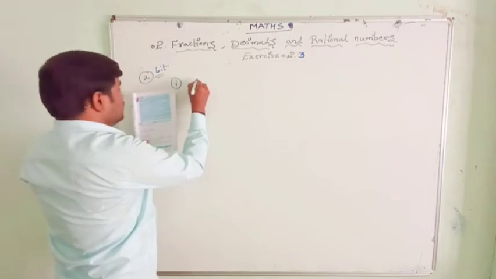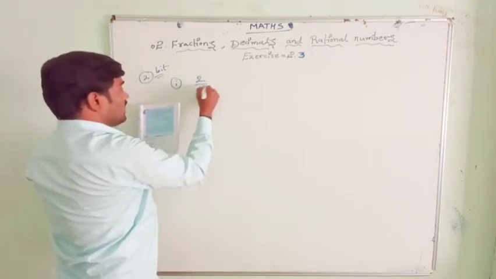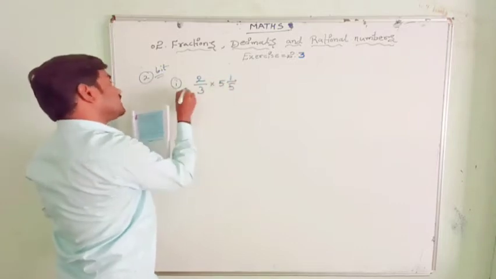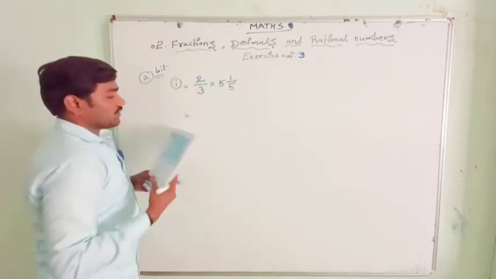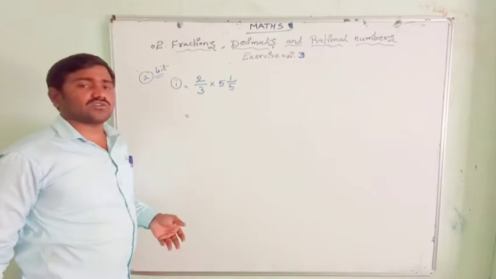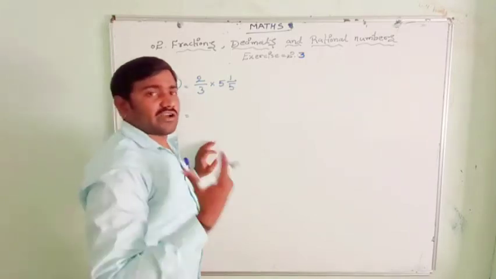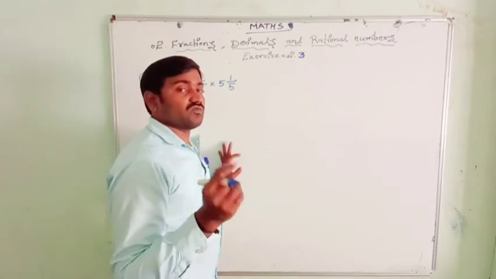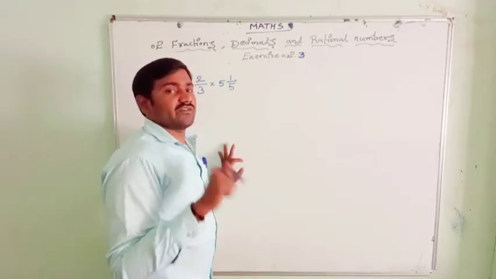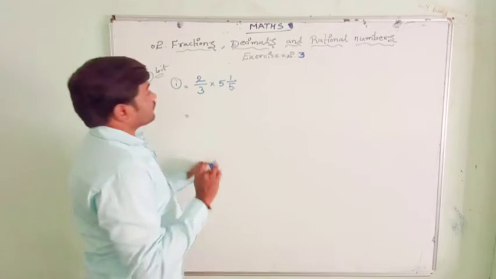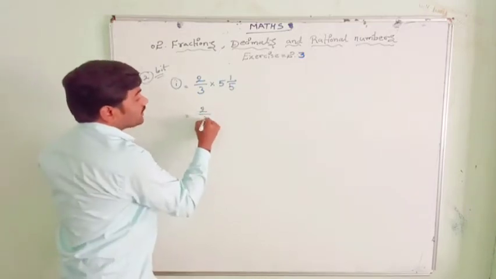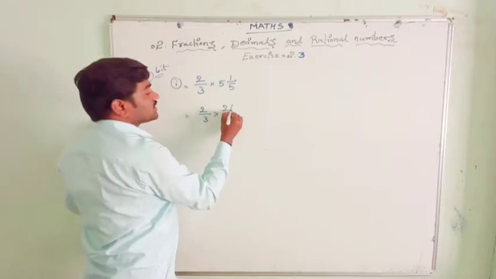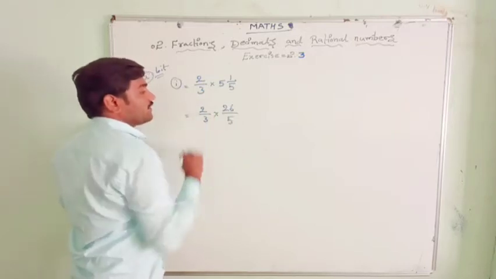So second bit, first question: 2 by 3 into 5 whole 1 by 5. Let us multiply this. I have done videos on multiplication of fractions, addition of fractions, and division of fractions. You can also watch those videos. Video links will be given in the description. Now 2 by 3 into 5 fives are 25 plus 1, 26 by 5.